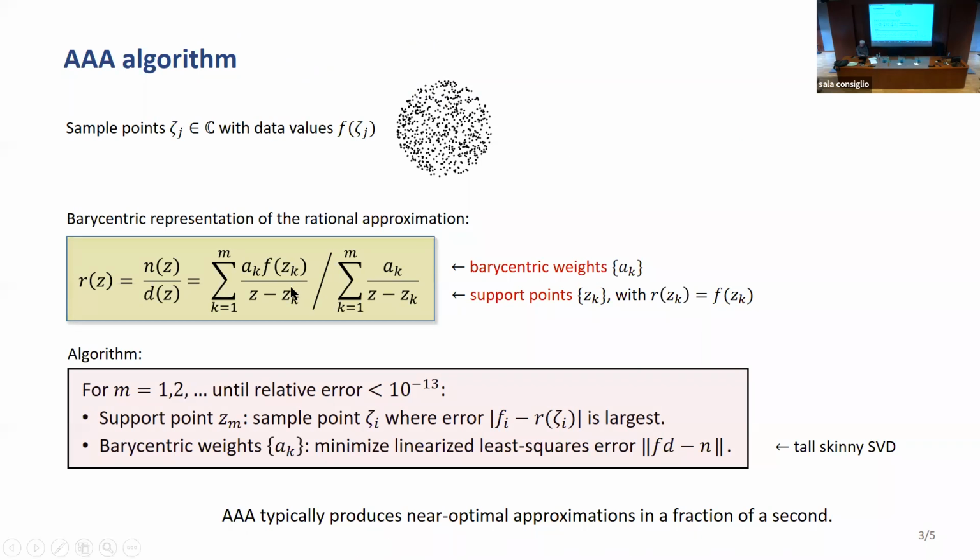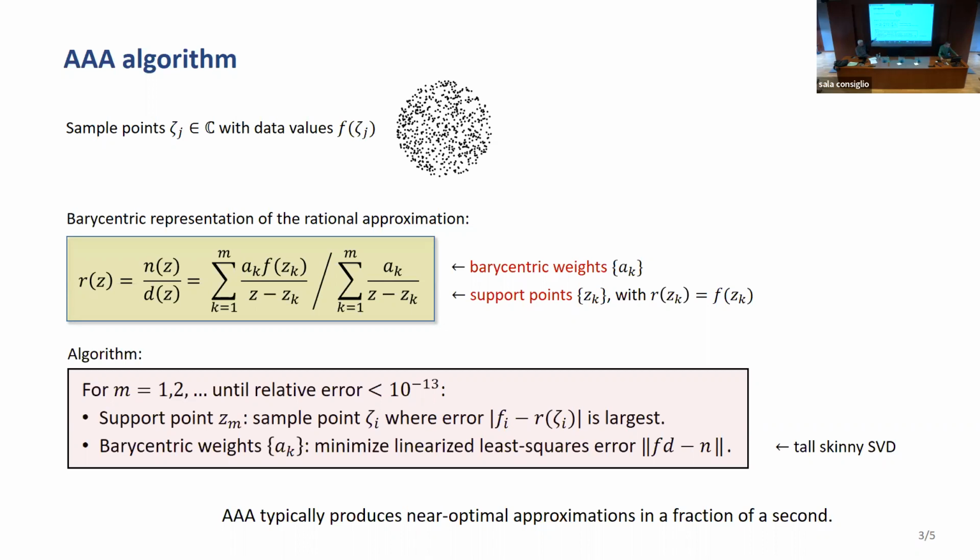But it's not just an interpolant, because it also has these coefficients a sub k. No matter what you choose for those values, so long as they're non-zero, it will always interpolate. So this gives you m additional degrees of freedom, which you can use to approximate. The way the algorithm works is it builds up a good set of support points as it goes. So here you can see that it's a greedy algorithm. It starts out with one support point and then another until it converges. Each new support point is simply wherever the error is the largest.